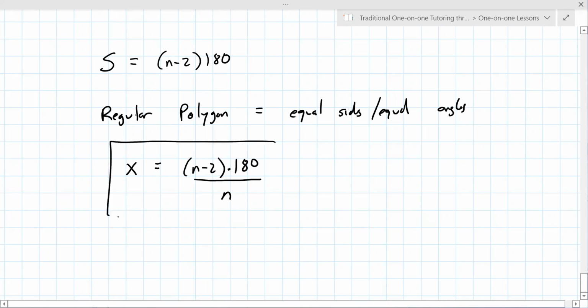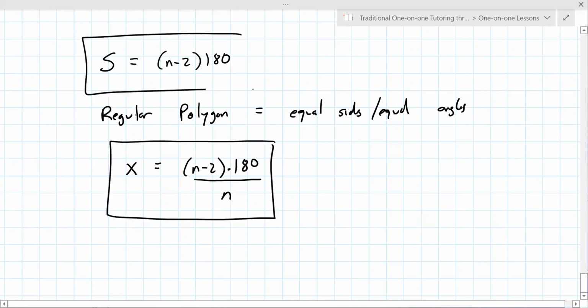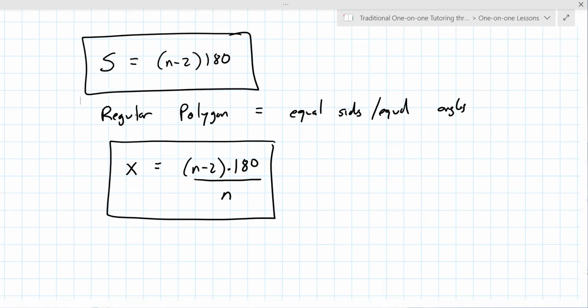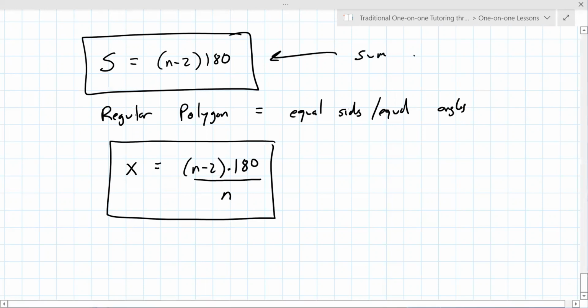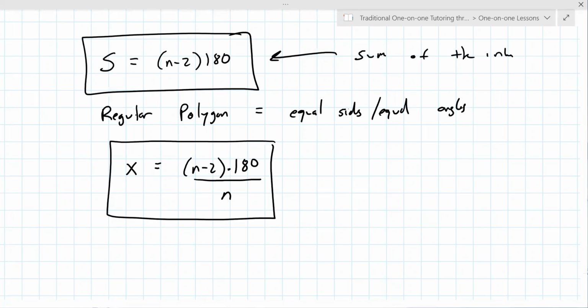So this is, go ahead. The bottom one is for a regular polygon, and then the top one is for interior angles. No, the sum. This top one is for the sum of the interior angles. Right. Okay.